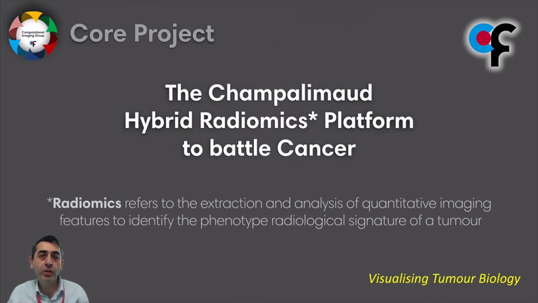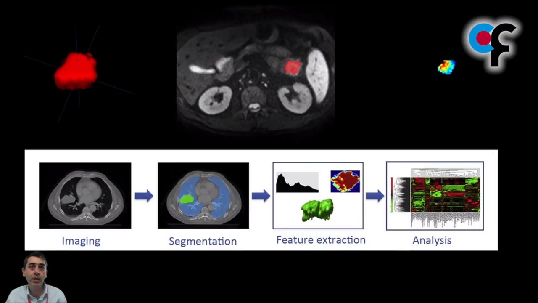One of the first projects of the group will be the development of the Champalimaud hybrid radiomics platform that will be used to extract and analyze high-throughput quantitative data from standard-of-care medical images with the intent of generating mineable databases that can be used to build predictive models relating imaging features or radiophenotypes to clinical outcomes, in other words, capturing tumor biology in space and time.